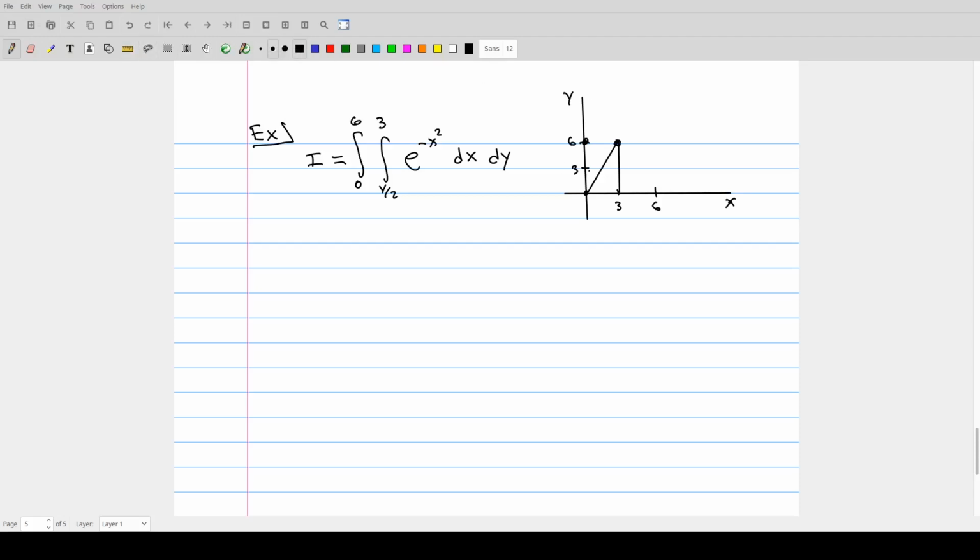So what that gives us is that as y goes from 0 to 6, x goes from this line y over 2 to the constant value 3 at any point y. So the region that we're integrating over here is this triangle, this region R right here. So remember, this boundary right here, the lower boundary for this region in x, is the curve x equals y over 2.